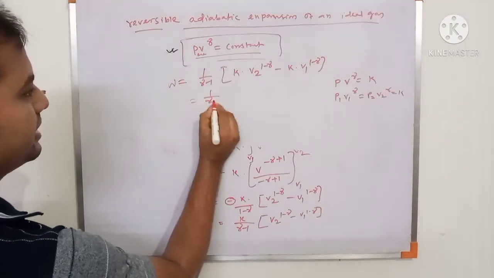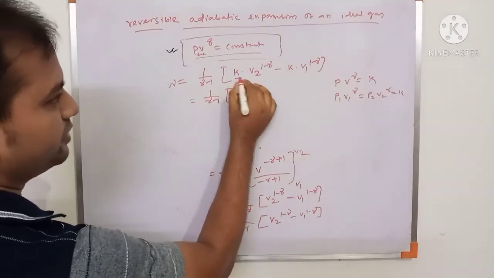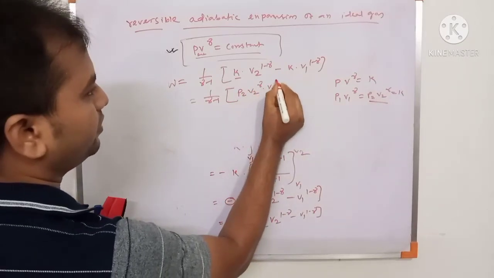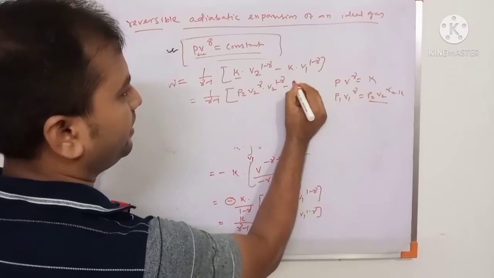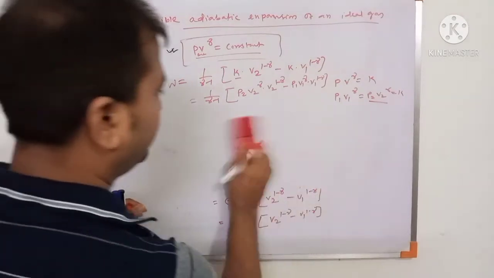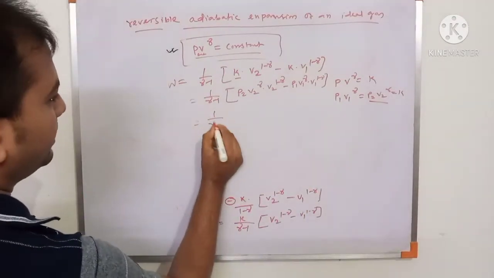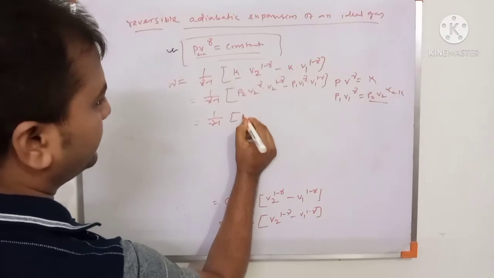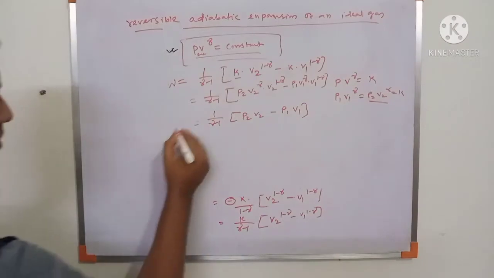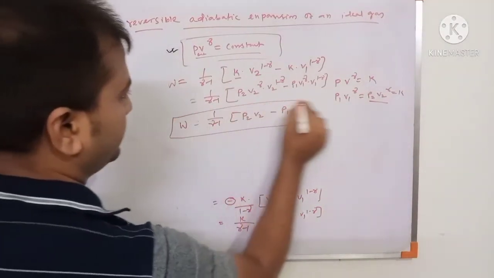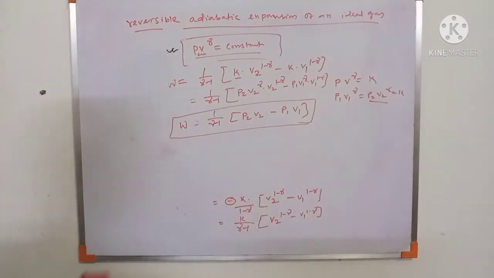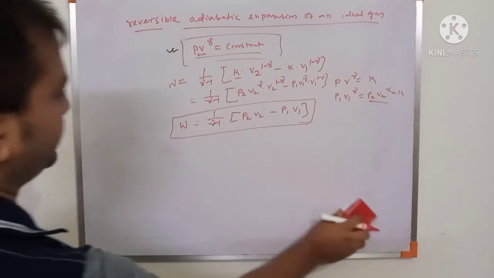So 1 by gamma minus 1, substituting the K value: P2 V2 to the power gamma into V2 to the power 1 minus gamma minus P1 V1 to the power gamma into V1 to the power 1 minus gamma. Now 1 by gamma minus 1 multiplied by (P2 V2 minus P1 V1). So W equal to, this is the most important equation, 1 by gamma minus 1 into (P2 V2 minus P1 V1). This is the reversible adiabatic expansion equation.